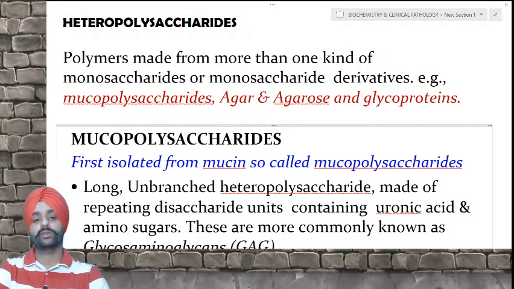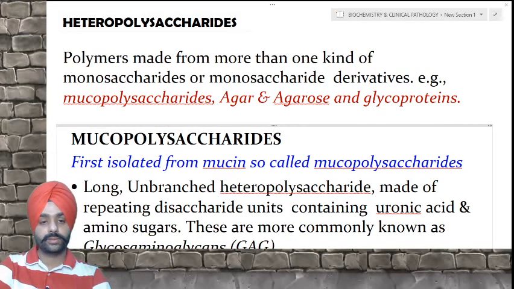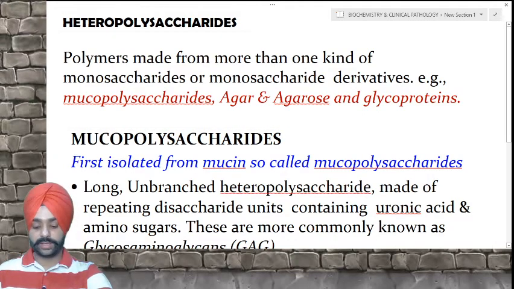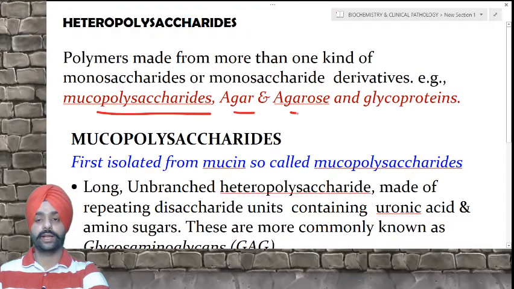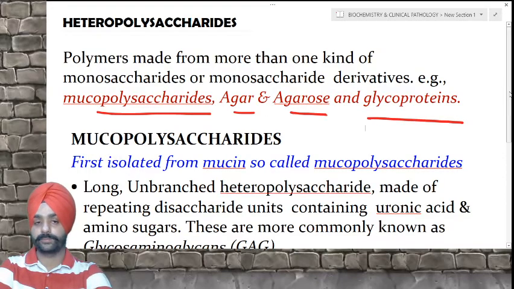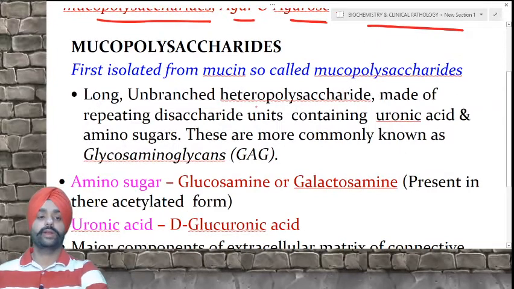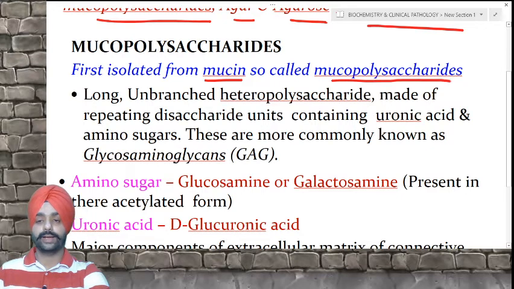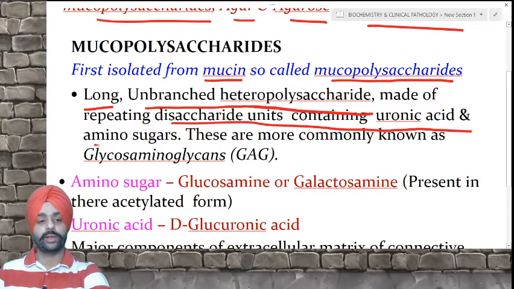Now, that was all about the homopolysaccharides. Now, we shall be discussing heteropolysaccharides. These are polymers made from more than one kind of monosaccharide and are usually mucopolysaccharides, agar, agarose and glycoproteins. What are mucopolysaccharides? First isolated from mucin, they are known as mucopolysaccharides. These are long unbranched heteropolysaccharides made of repeating disaccharide units containing uronic acid and an amino sugar.